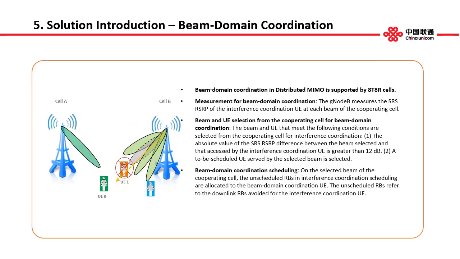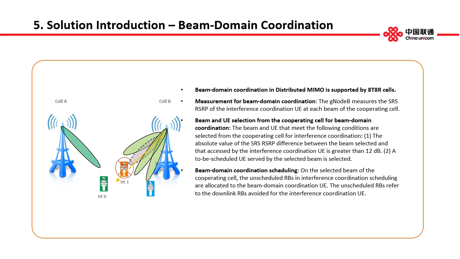Beam domain coordination in distributed MIMO is supported by 8T8R cells. It works in 3 steps. First, measurement for beam domain coordination. The NodeB measures the SRS or SRP of the interference coordination UE at each beam of the cooperating cell. Second, beam and UE selection from the cooperating cell for beam domain coordination. The beam and UE that meet the following conditions are selected from the cooperating cell for interference coordination.